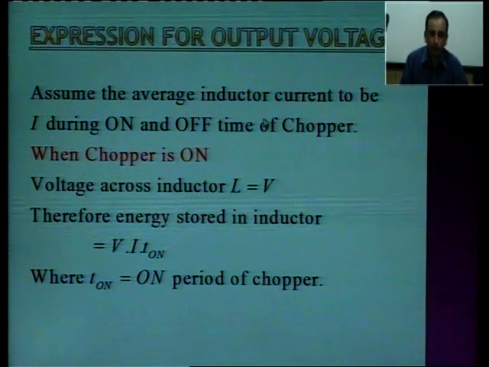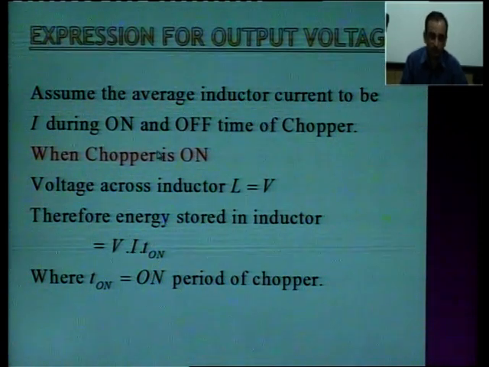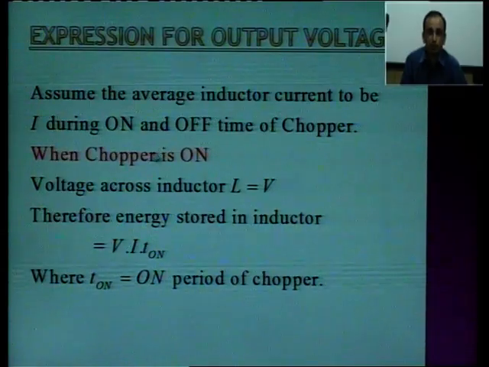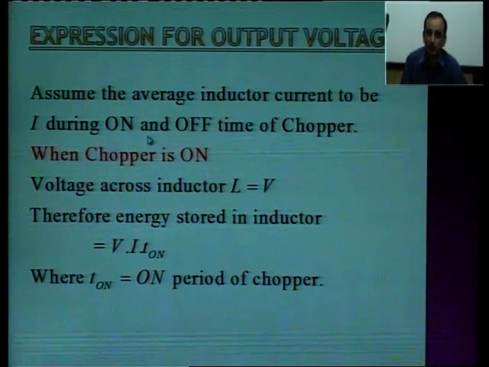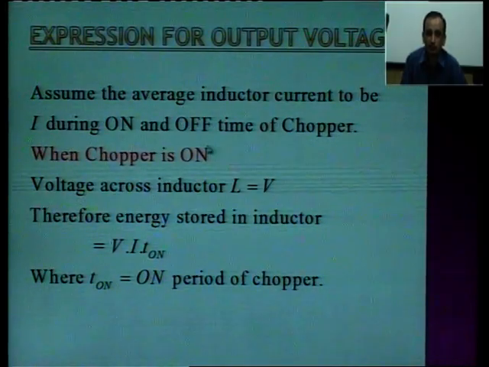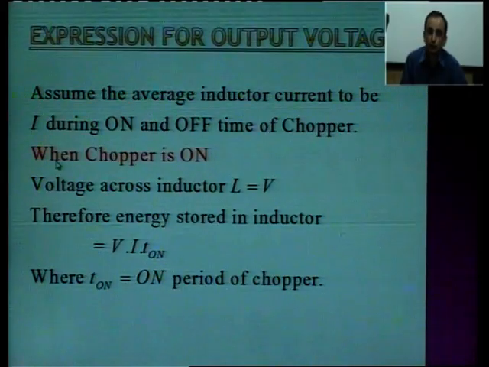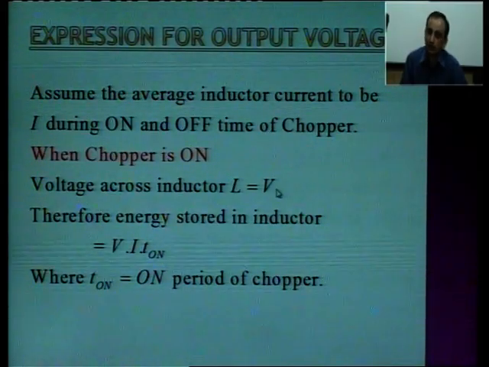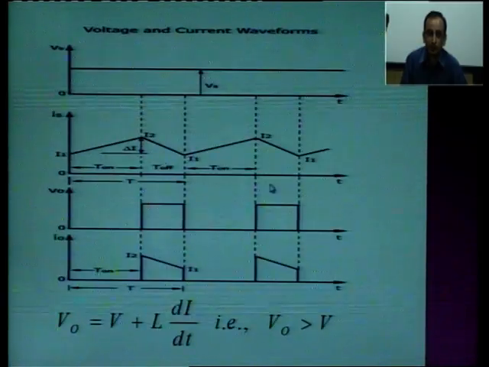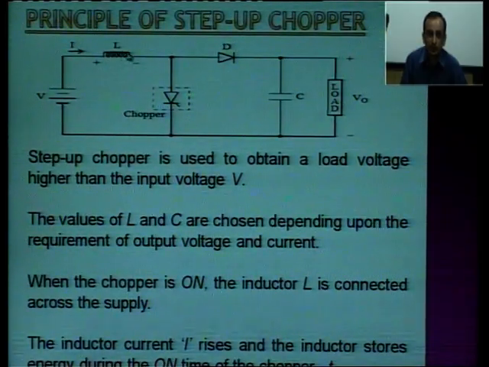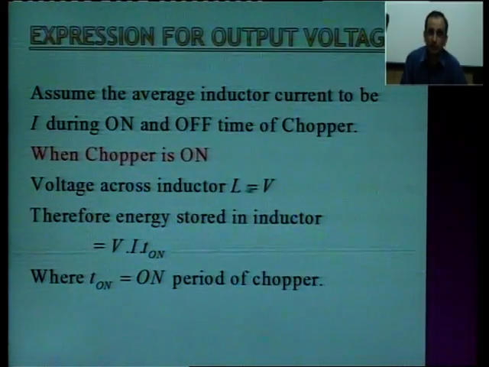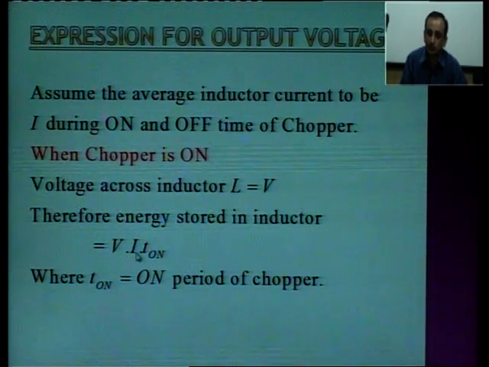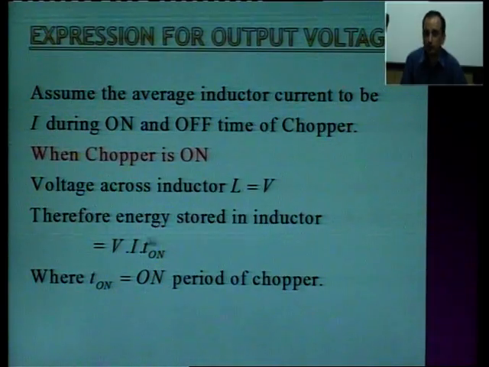Now, we can find out the output voltage for this particular chopper. We assume that the average inductor current is I during turn on and turn off time. This is the average that we have calculated, and we can see it from the waveforms. When the chopper is on, the voltage across the inductor is V, that is clear. Why? Because this voltage is directly applied across the inductor, since it is short circuited. The energy stored in the inductor will be the voltage across the inductor, times the current through it, times the time for which it is on, because energy is power into time.